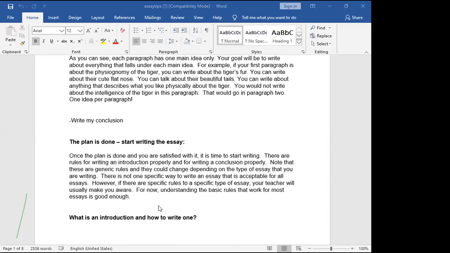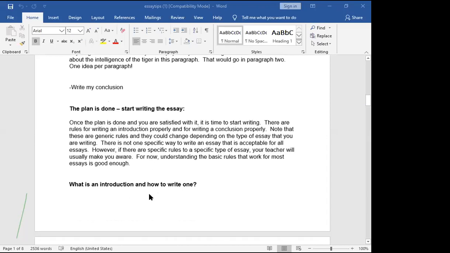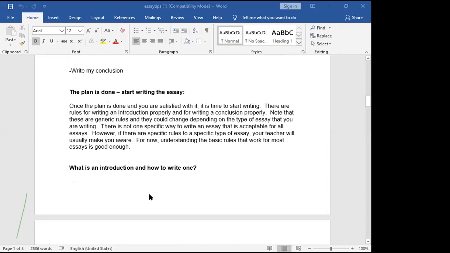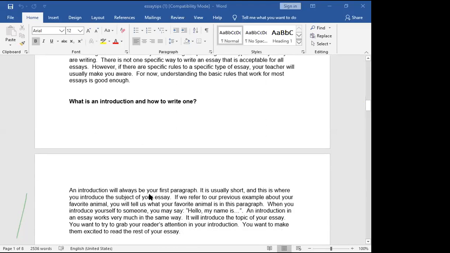You should only use and understand and master and write based on what you have acquired and based on your plot and on your plan. Is it right? So what is an introduction and how to write one?